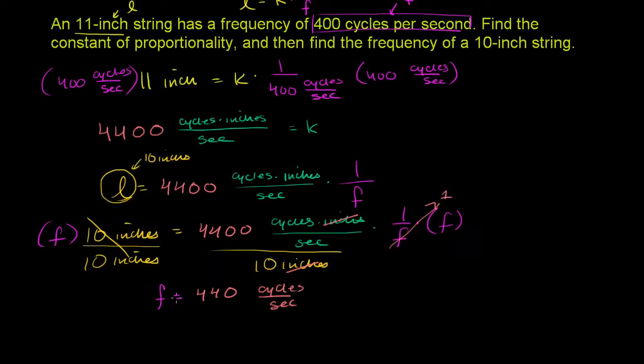So when our string is 10 inches long, our frequency has increased to 440 cycles per second. From when it was 11 inches, slightly longer, our frequency was 400 cycles per second. When our string got 1 inch shorter, our frequency increased by 40 cycles per second.